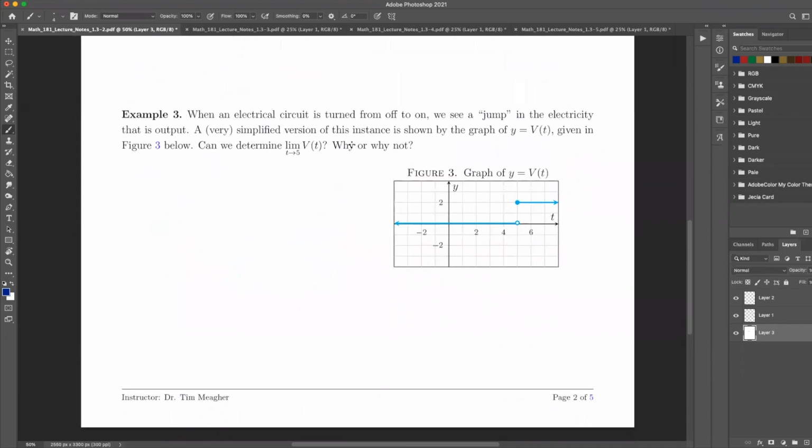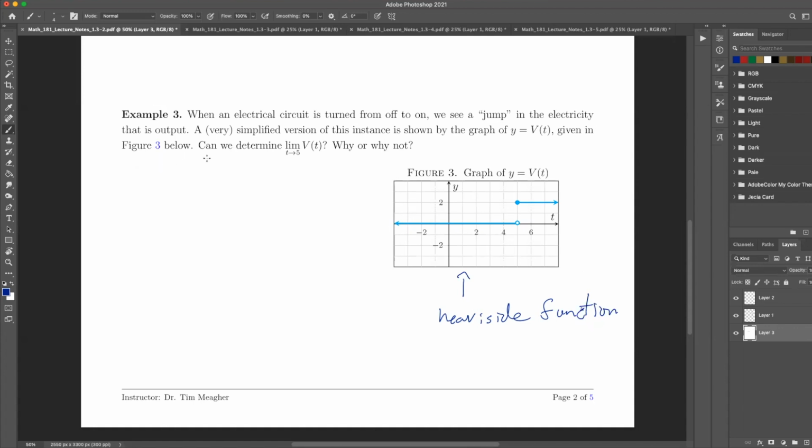All right, so let's look at this. When an electrical circuit is turning on, we see a jump in the electricity. This is a very simplified version of instantaneous rate of change. This right here is called a Heaviside function. I think it's spelled this way. This is the Heaviside function. And so you'll see this a lot where it's just always one value, and then all of a sudden it's 0, and then all of a sudden it's another value at a certain number. Okay, so this is called the Heaviside function.